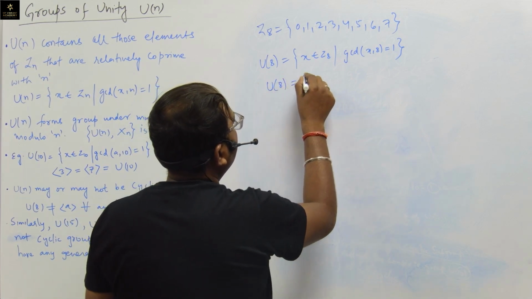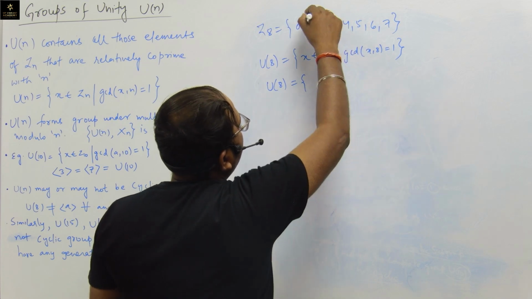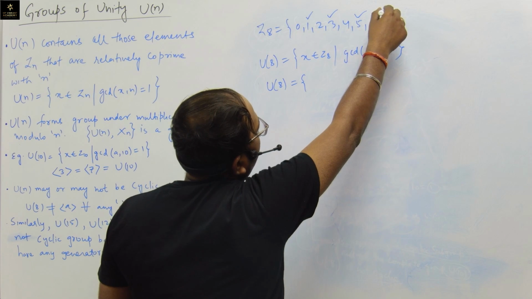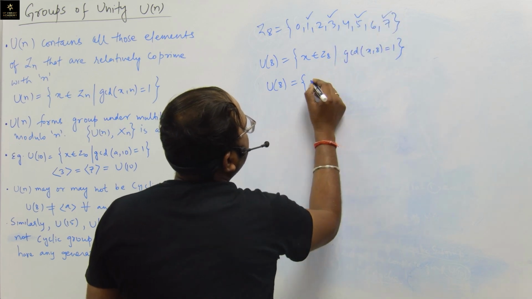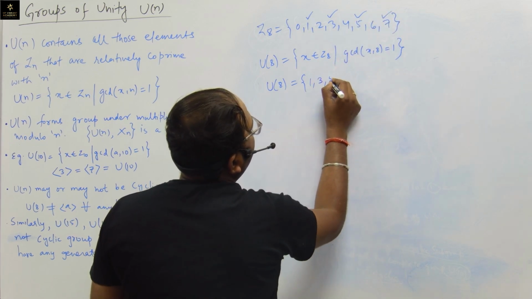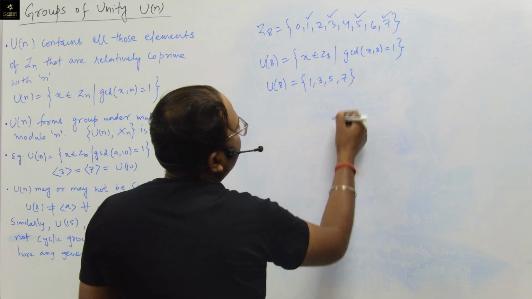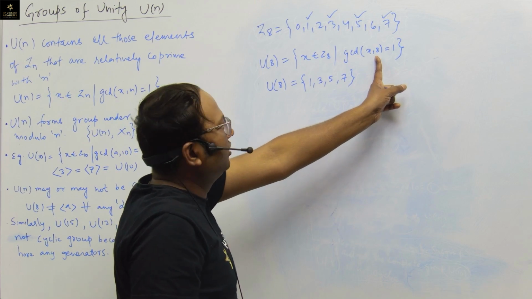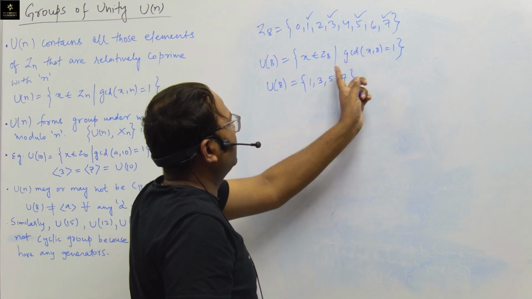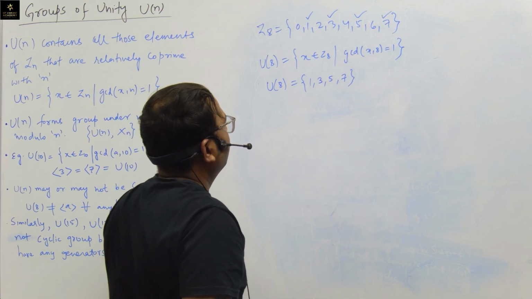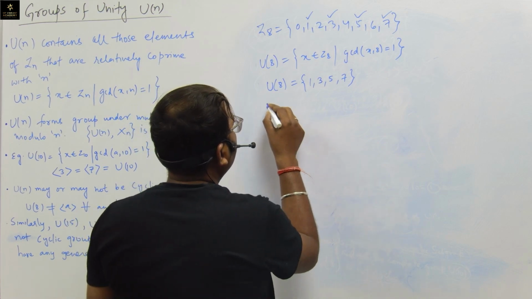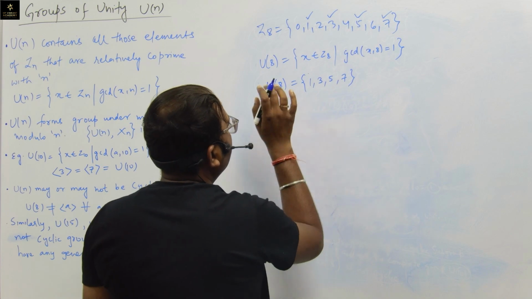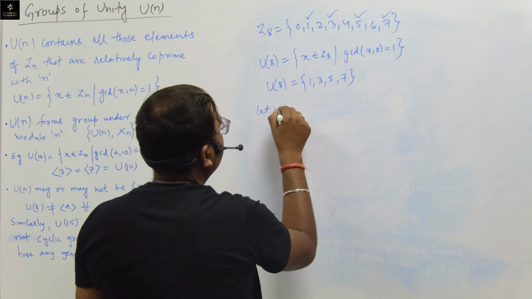The elements of U8 are 1, 3, 5 and 7. These elements 1, 3, 5 and 7 are relatively coprime with 8. When we take the GCD of these elements with 8, we will get 1. So now let us take the elements one by one and try to generate U8.